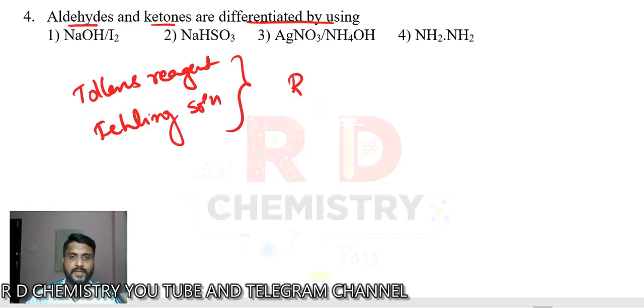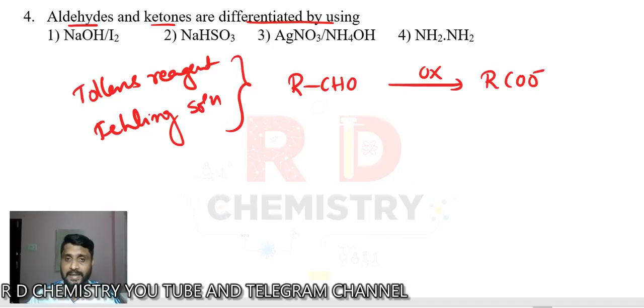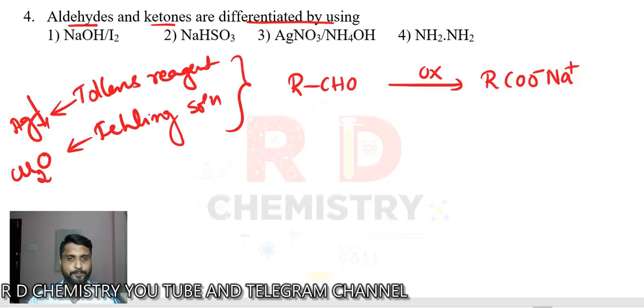Both of these react with the aldehyde, and since these are oxidizing agents, the aldehyde is getting oxidized to give the carboxylic acid, but it forms the corresponding sodium salt because we are using the basic, alkaline medium. In the case of Tollens reagent, this is a silver mirror, we get silver precipitate, and in the case of Fehling's solution test, we get a brown-red color of cuprous oxide. Clear? So here we have option number 3, silver nitrate in ammonium hydroxide, which is Tollens reagent. It is clear.